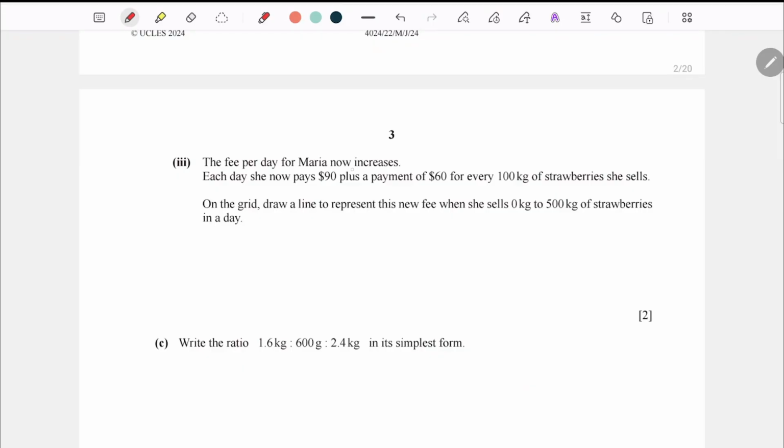The fee per day for Maria now increases. Each day she now pays $90 plus a payment of $60 for every 100 kg of strawberries she sells. On the grid, draw a line to represent this new fee when she sells 0 kg to 500 kg. So we'll be drawing a table of mass against fee. Each day she is paying $90. So even when the mass that she's selling is 0, the fee is 90. So at 0 mass, she's paying $90.